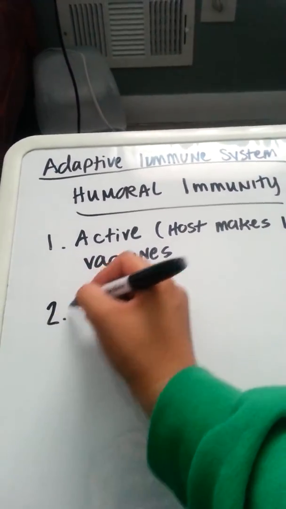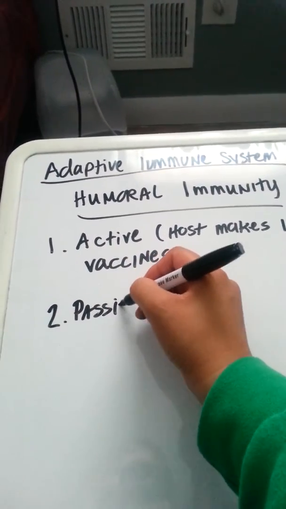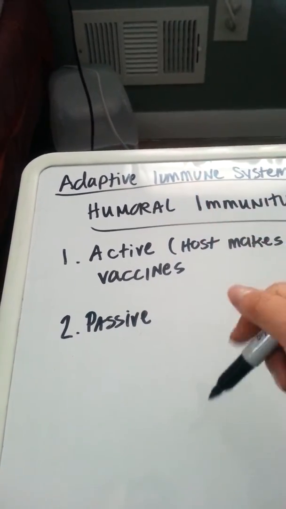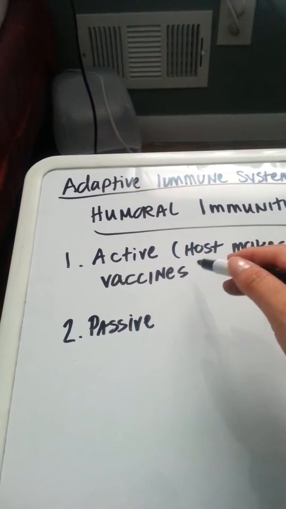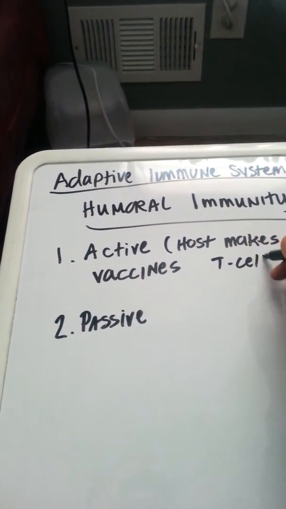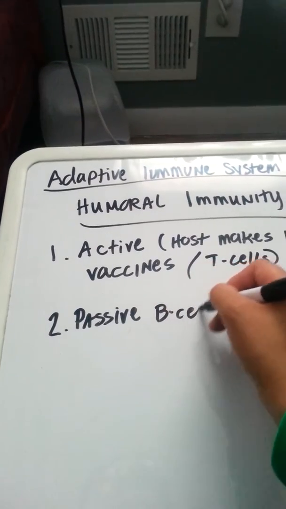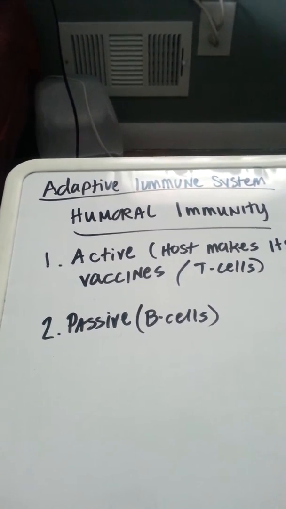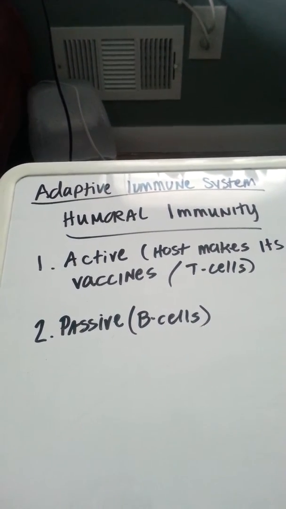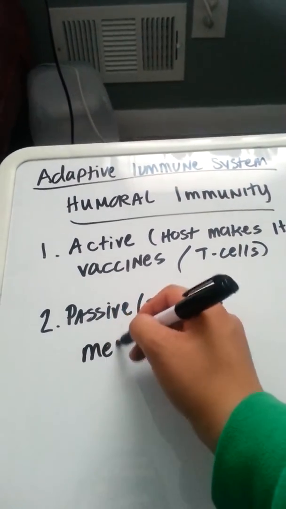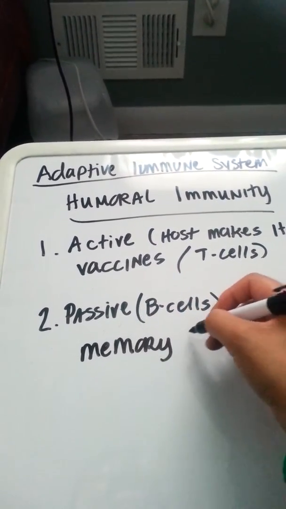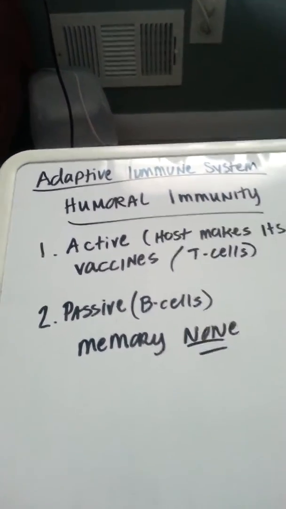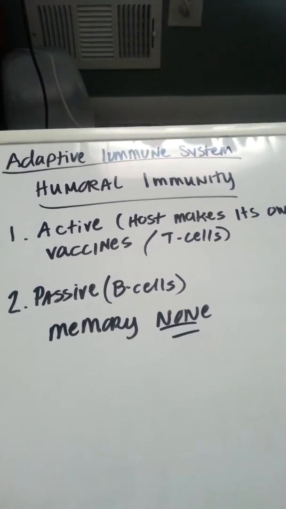Next one is passive humoral, which is B cells. So this is T cells up here, and these are B cells. Passive is when B cells are not challenged by antigens, which equals no memory. So no memory occurs, because they are not challenged by antigens.